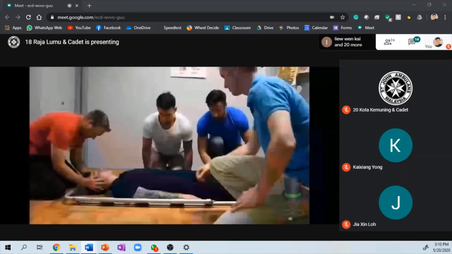As you can see, there are four people, right? So this is called a position like log roll. After this topic, I will explain to you what a log roll is.